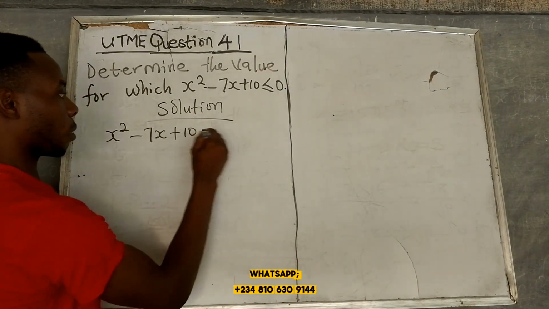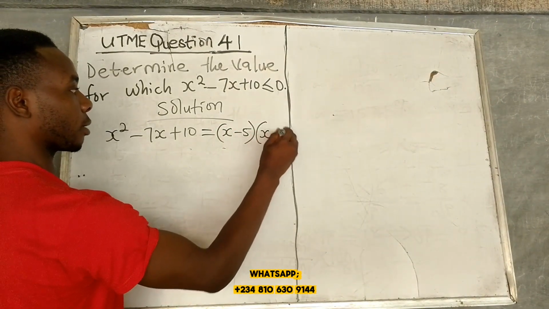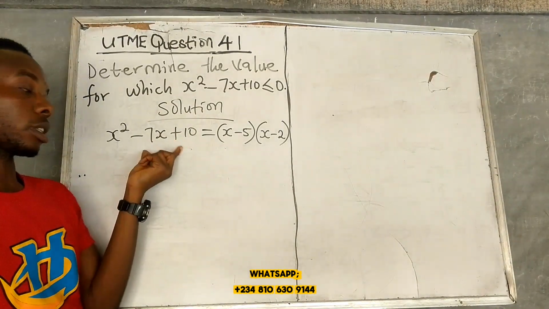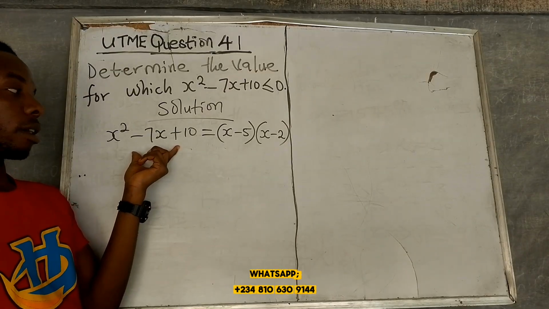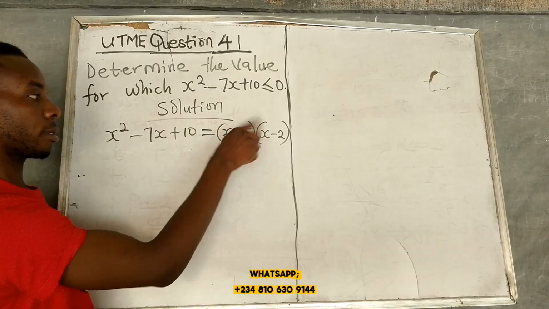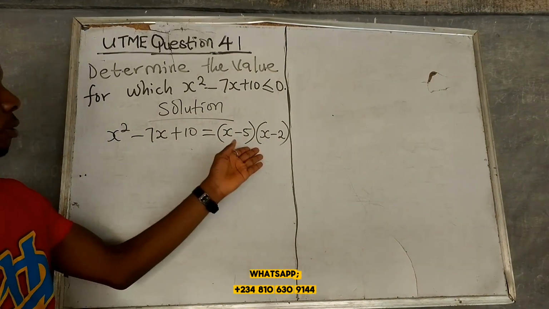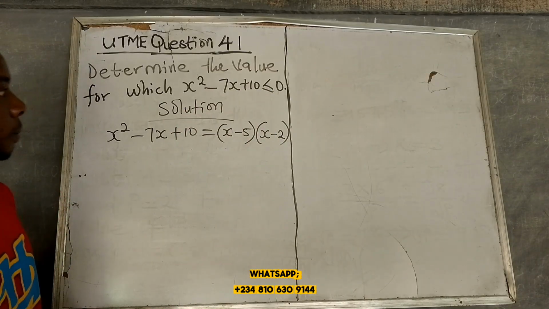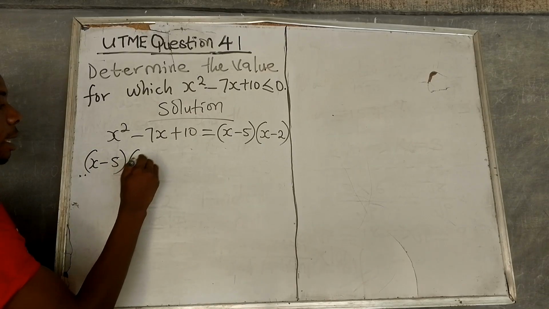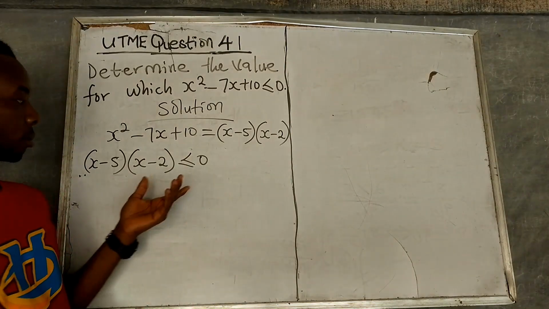Which means that this is equal to, open bracket, x minus 5, close bracket, open bracket, x minus 2, close bracket. Now you have factorized this quadratic expression. So it has been factorized. Since this is equal to this, I can then substitute it into this place, which means that x minus 5, close bracket, open bracket, x minus 2 is less than or equal to 0, right?